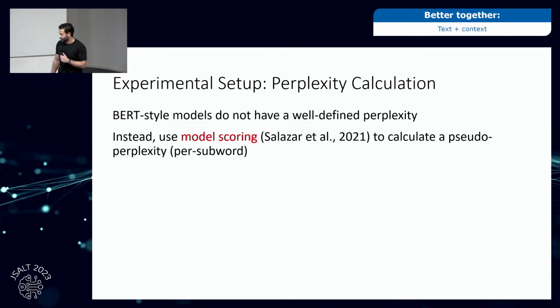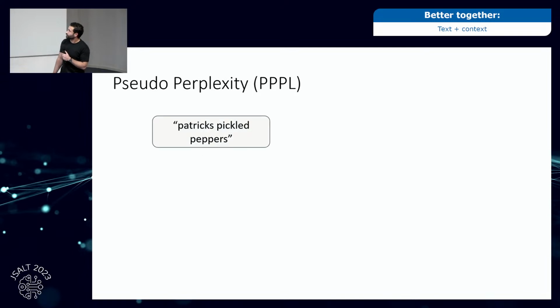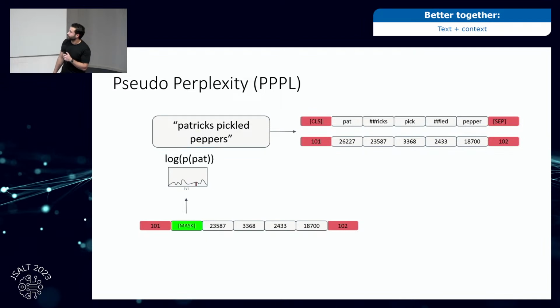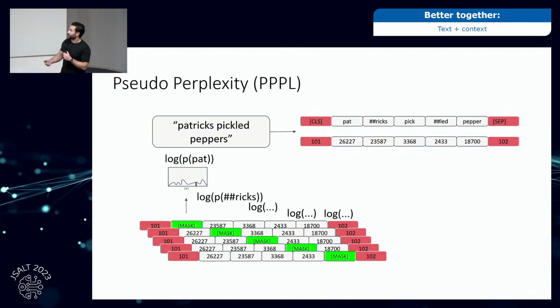One other issue that we have to handle: this perplexity calculation for BERT-style models is not really well defined. So instead, we'll have to use something called model scoring to calculate a pseudo-perplexity per subword. The way this works, let's say I have some sample sentence, Patrick's pickled peppers. I'll tokenize it with the model, and then I'll mask one token, and then calculate the log probability of the model predicting that token that I've masked out using all of the other tokens. I'll do this for every single token in the sequence, getting a set of log probabilities, and I'll sum that up to get a pseudo-log likelihood for the sequence.